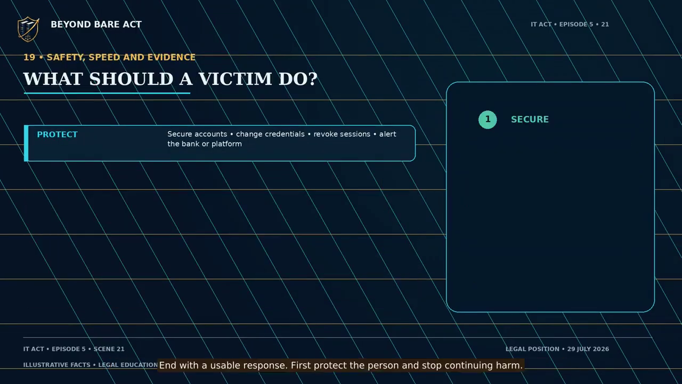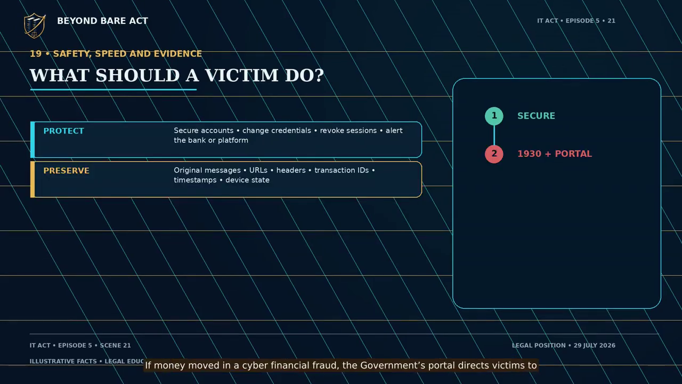End with a usable response. First, protect the person and stop continuing harm. Secure compromised accounts, change credentials from a trusted device, revoke active sessions, enable stronger authentication, and alert the bank or platform through verified channels. If money moved in a cyber financial fraud, the government's portal directs victims to call 1930 promptly and register at cybercrime.gov.in. Speed can matter to tracing and holding funds.